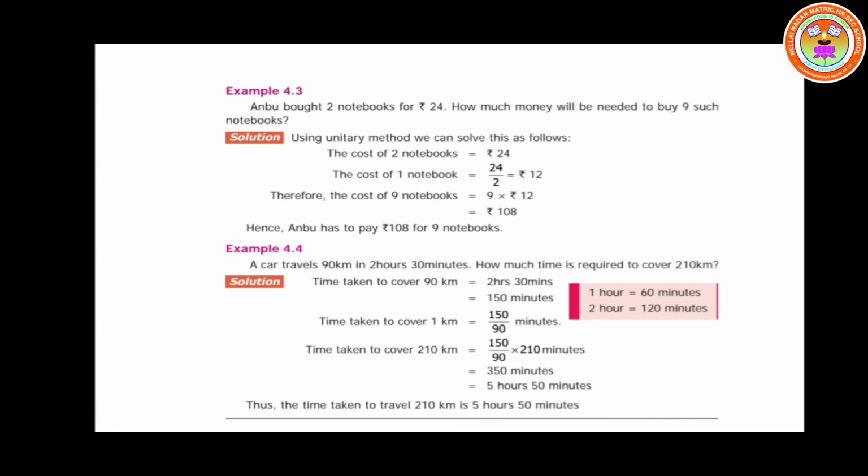So time taken to cover 1 kilometer we have to find. What is the 1 kilometer? Now you have to divide 150 divided by 90. Then time taken to cover 210 km we have to find. So 150 divided by 90 into 210. You cancel and simplify. You get the answer 350 minutes. Now divide it by 60. You will get 5 hours 50 minutes. Hence the time taken to travel 210 km is 5 hours 50 minutes is your answer. Have you all clear, children?